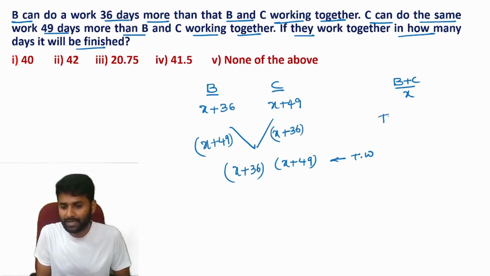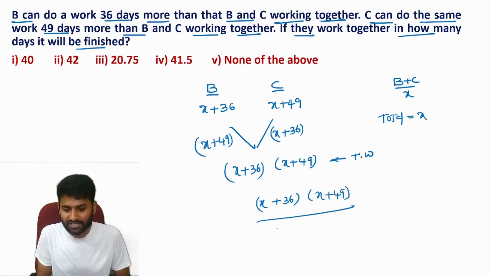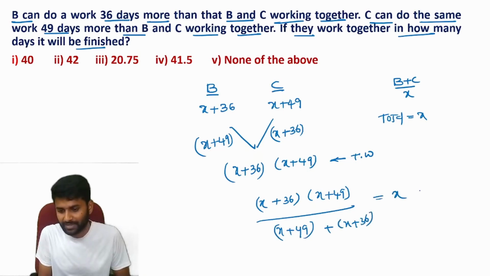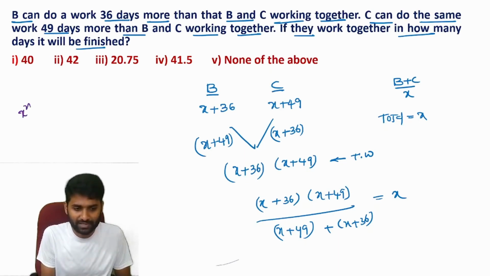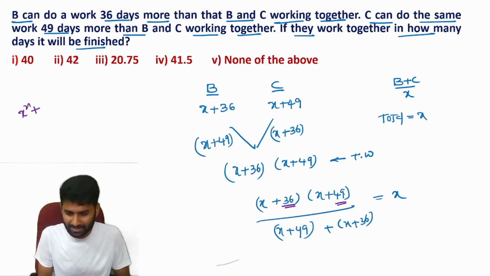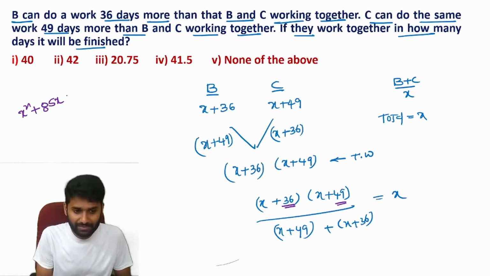Now you already know that B and C complete the total work in x days, so you have to go through the calculation. Total work is (x plus 36)(x plus 49). Both together, their efficiency is (x plus 49) plus (x plus 36). And the whole work is completed in x days. Just go through the proper calculation, guys. In the numerator, x square plus 36x plus 49x. If you go through the sum, you will get exactly 85x. So 36x plus 49x, again plus 36 into 49 is equal to.